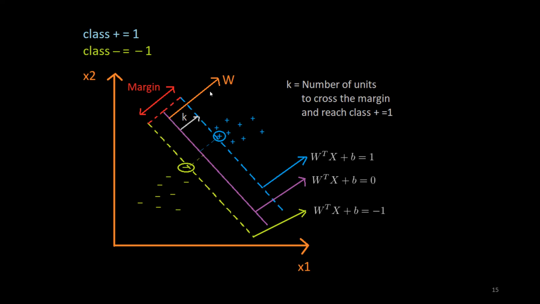We are now familiar with the direction of W, that it is perpendicular to the decision boundary. Now there is another distance, which is k, and we have explained it is the number of units to cross the margin and reach class 1. Now we have these three equations for these three hyperplanes. This is the decision boundary, this is the hyperplane for the positive support vector, and this is for the negative support vector. Okay, let's move further.